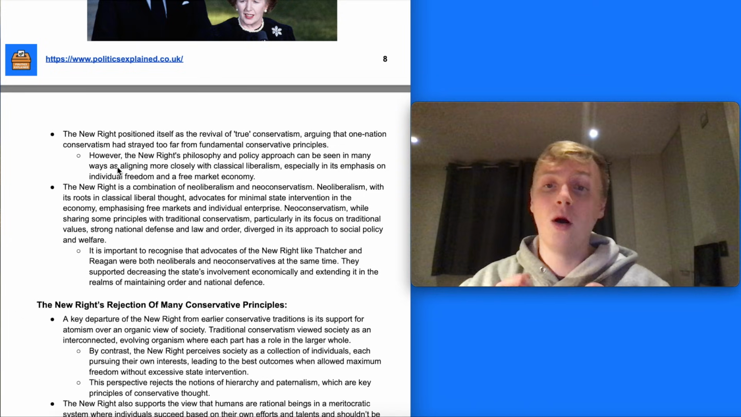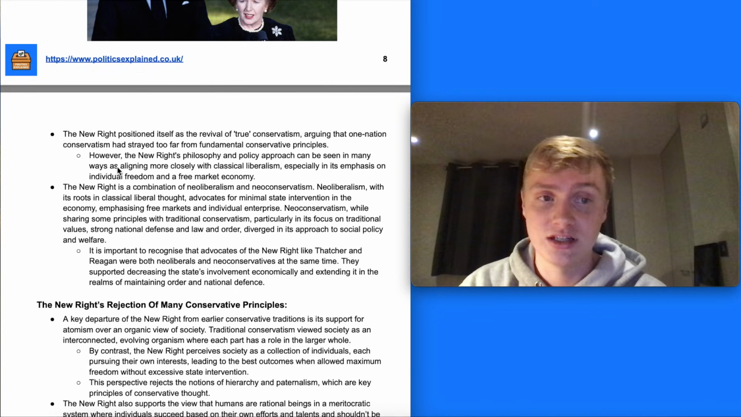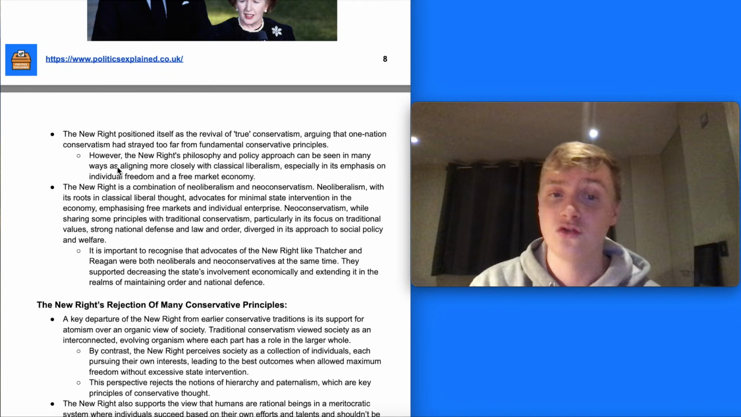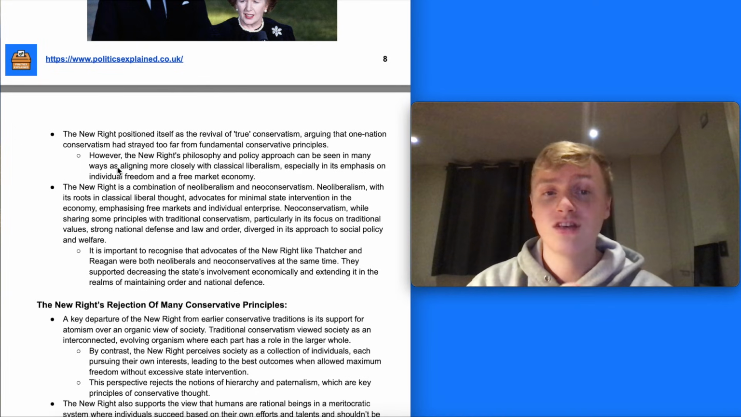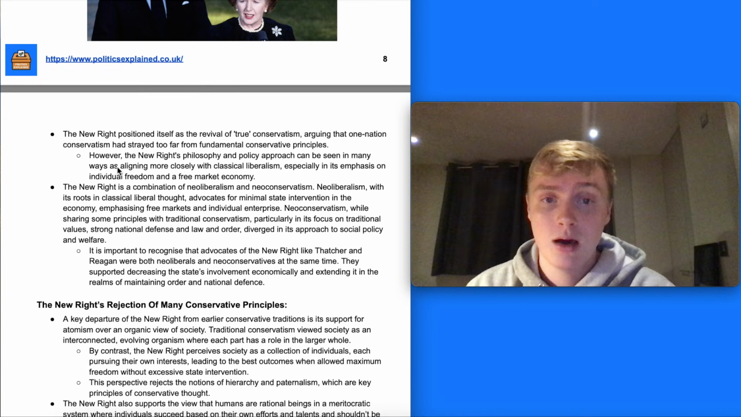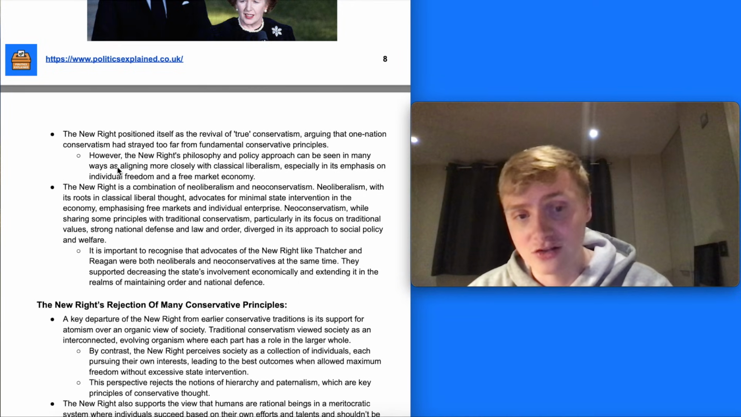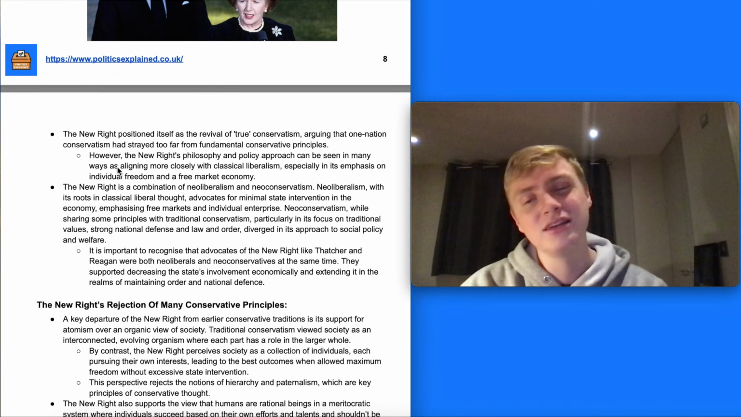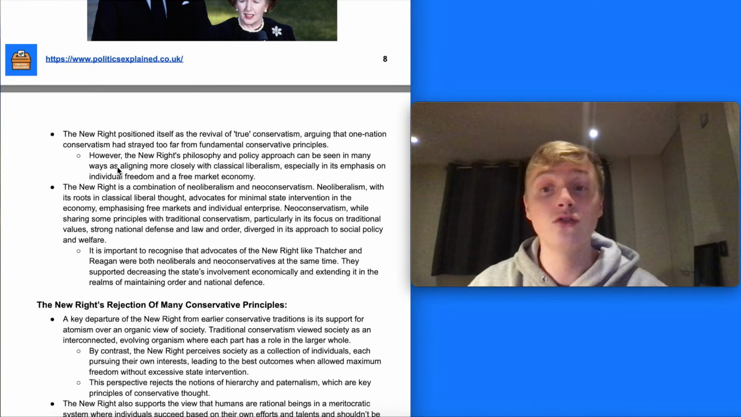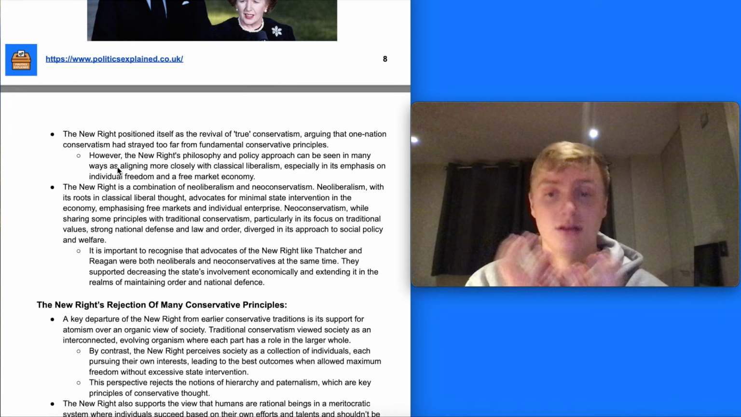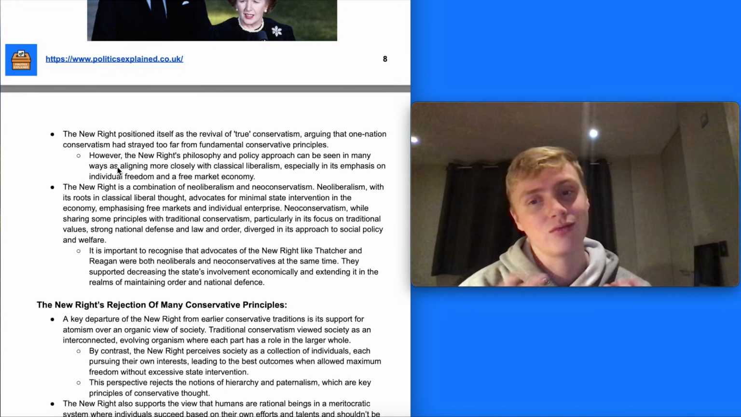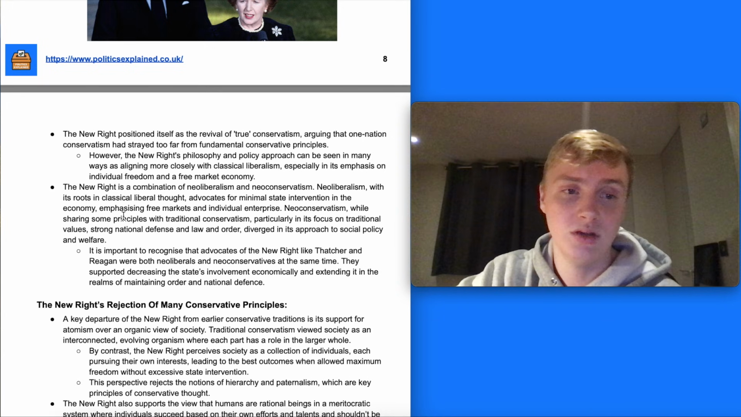The new right is a combination of neoliberalism and neoconservatism. So neoliberalism is really rooted in classical liberal thought, advocates for minimal state intervention in the economy, emphasising free markets and individual enterprise. Neoconservatism, while sharing some principles with traditional conservatism, particularly in its focus on traditional values, strong national defence and law and order, diverges in its approach to social policy and welfare. So that can be seen as neoconservatism more from that conservative thought, but the new right is the combination of these two elements. So Thatcher was at once a neoliberal and a neoconservative. They weren't really in opposition to each other.